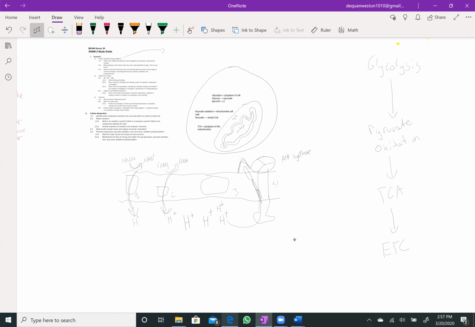So once the hydrogens go through ATP synthase, you use the potential energy of that to turn ADP into ATP.